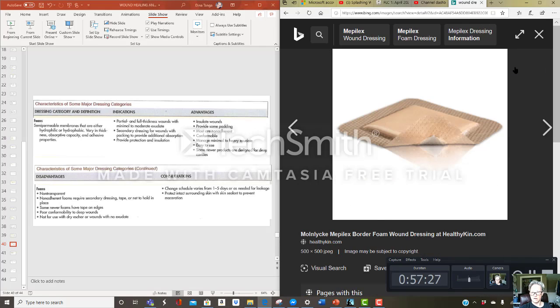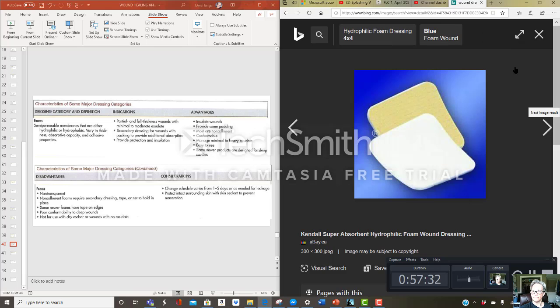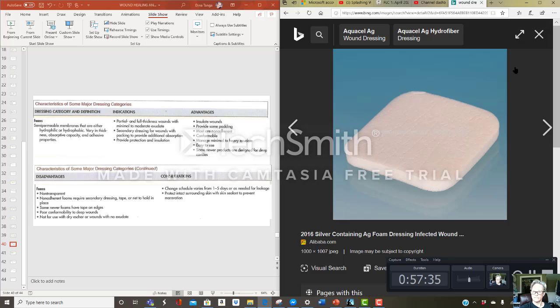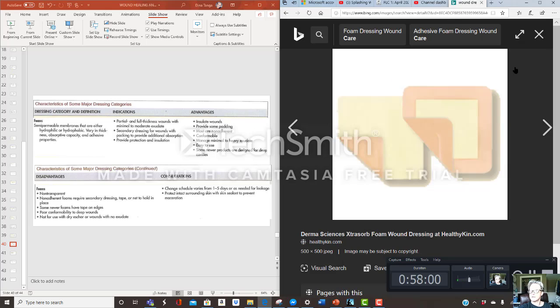Okay. Foam. Oh yeah, I've seen those before. Semi-permeable membranes that are either hydrophilic or hydrophobic. Vary in thickness, absorptive capacity, and adhesive properties. For partial and full thickness wounds with minimal to moderate exudate. Secondary dressing for wounds with packing to provide additional absorption. So you have to use a secondary dressing on top of those foams.